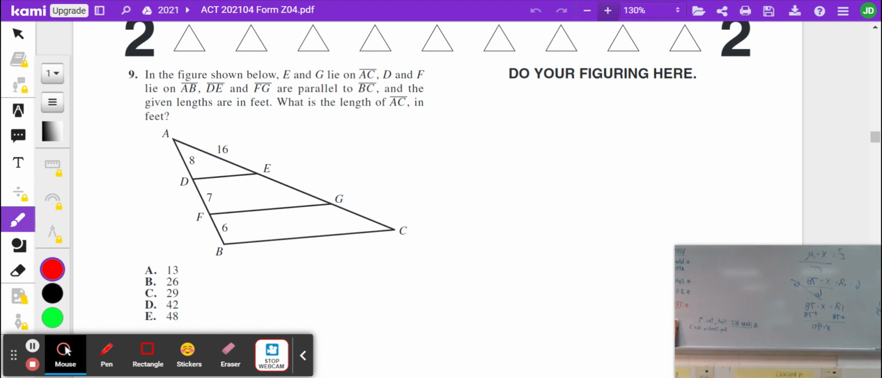Logical guessing is my favorite. It's how I get all of these right. In 21, we can logically look at that one. I'm not going to go with guessing all the time.